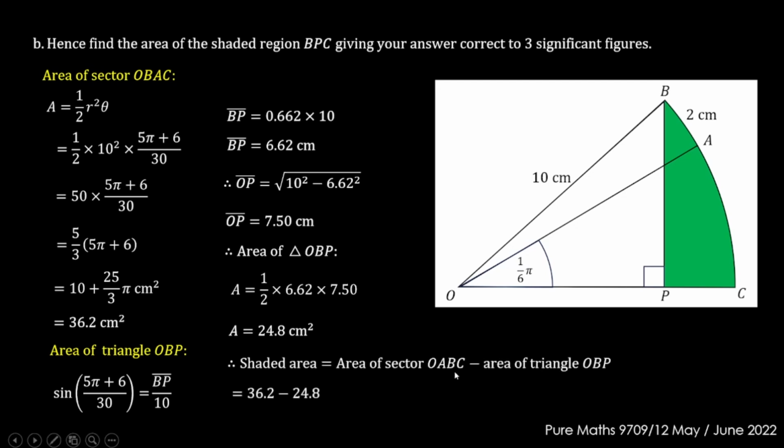It's the area of the sector OABC minus the area of the triangle OBP, which is 36.2 minus 24.8, and that will give us 11.4 square centimeters for the shaded area.